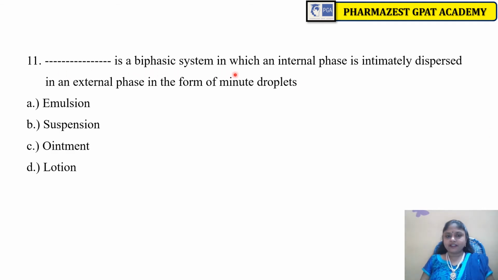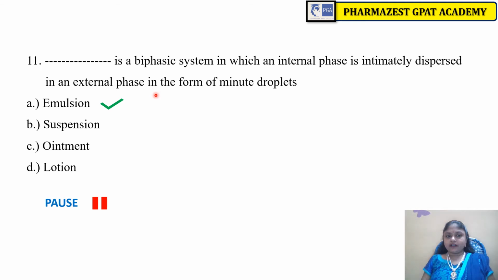Dash is a biphasic system in which an internal phase is intimately dispersed in an external phase in the form of minute droplets. So the options are A. Emulsion, B. Suspension, C. Ointment, and D. Lotion. So just now we discussed both suspensions and emulsions are biphasic systems. Suspension is an insoluble drug suspended in a liquid medium, whereas here the answer is emulsion. Emulsion is also a biphasic system in which the internal phase is dispersed in an external phase in the form of minute droplets.